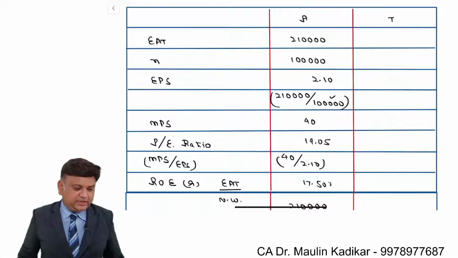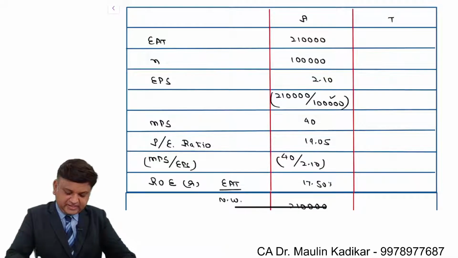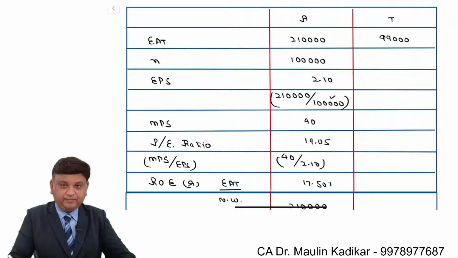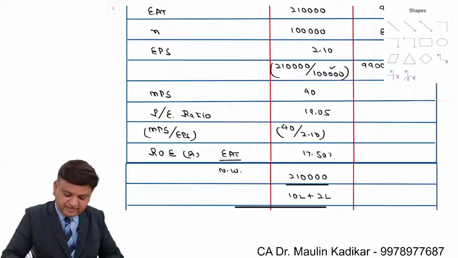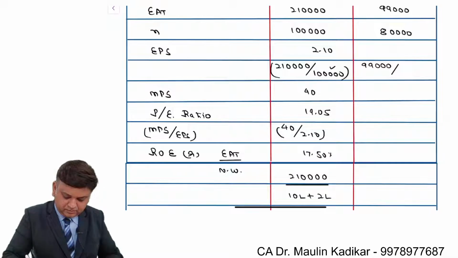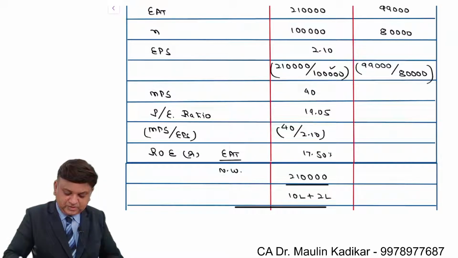So I request all of you to write down the answer along with me. Earning after taxes, that is 99,000. Number of equity shares are 80,000. So 99,000 divided by 80,000. That will give EPS. It is 1.2375.